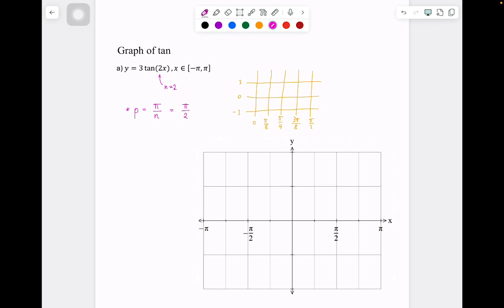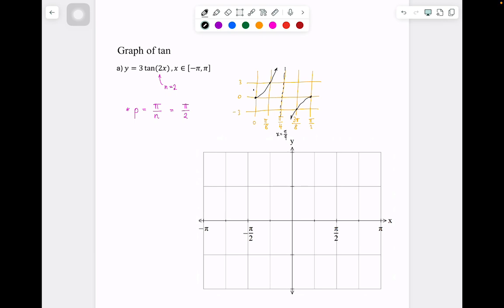Now what does our graph actually look like? We start at 0, 0. Our asymptote will be halfway, so that happens at x equals pi on 4. And we'll end up back at the same spot there. This 3 here is our dilation factor, so instead of that 1, we're going to jump up to 3 like so. Same with this 3 pi on 8, that's where negative 3 will exist. So that's the graph of our tan.